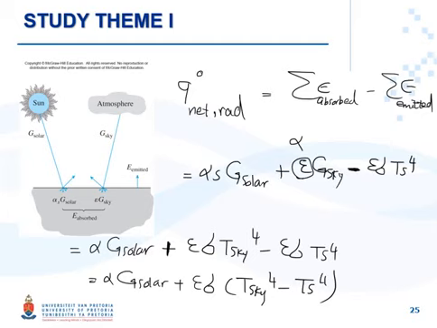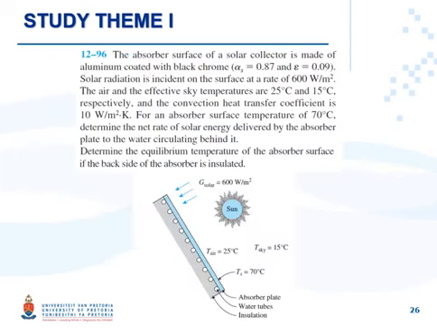That's a net rate of radiation heat transfer. Of course, if we don't have any loss due to convection. But let's solve one example and see how we can implement it into a question.